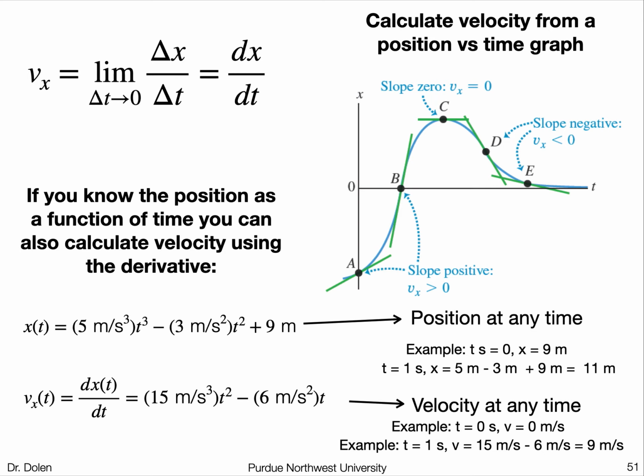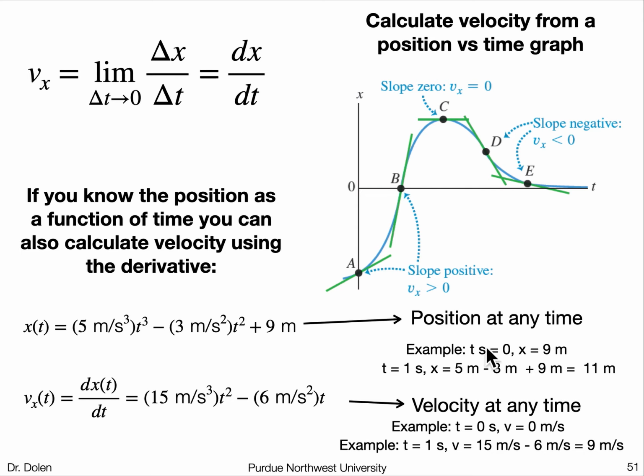Okay, but there's another type of problem you can get where I could tell you the position as a function of time using an equation, and you could use our definition of velocity to solve that. Right, so I could tell you the position as a function of time is equal to 5 meters per second cubed times time cubed, minus 3 meters per second squared times time squared, plus 9 meters. All right, so this is a position as a function of time, and you could use this to tell me my position at any moment. You just plug in any time to this equation, and it tells you your position.